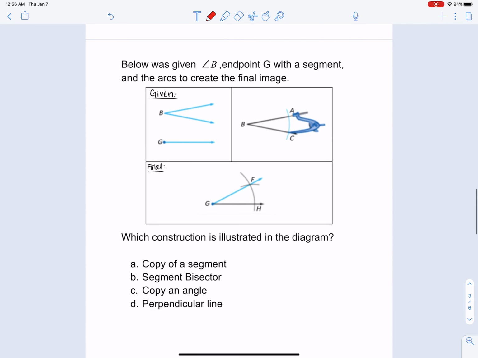So, our next one. We're given angle B and endpoint G with the segment and the arcs to create the final image. What construction is illustrated in the diagram? This is the final picture we got. We had this to start with, B and then G. We started with an angle and somehow we got to another angle. So we have copy of a segment. What does copy of a segment mean? You just made the same segment.